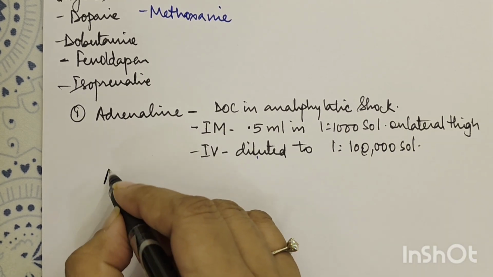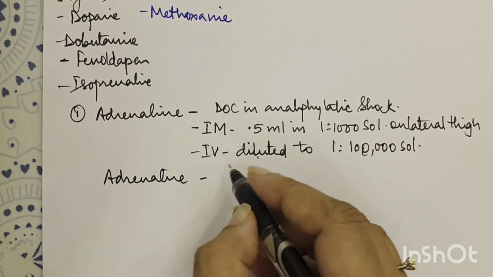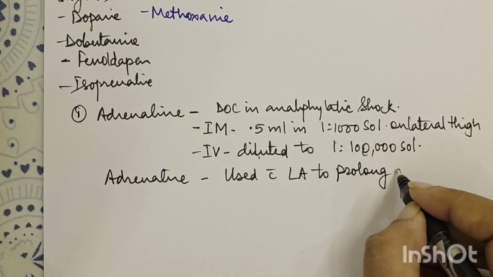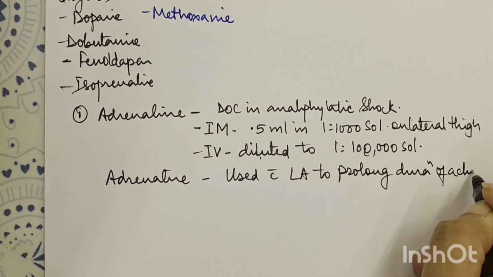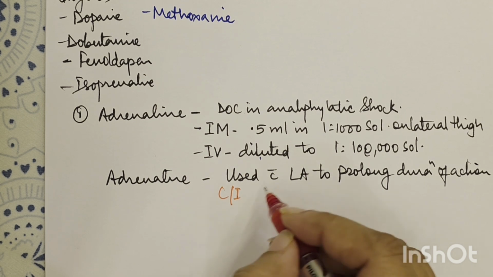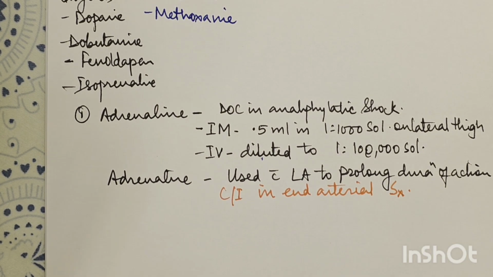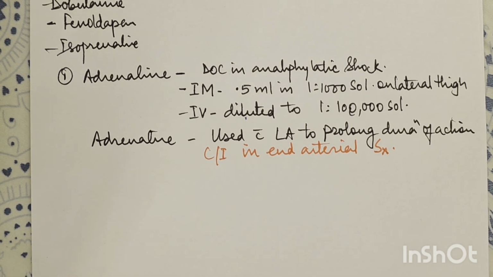Okay. The second use: adrenaline is used with local anesthetic to prolong the duration of action, but it is contraindicated in end arterial surgeries. This you have to remember, like ear, like penis, like finger, and like any end organ where you are going to do the surgery.